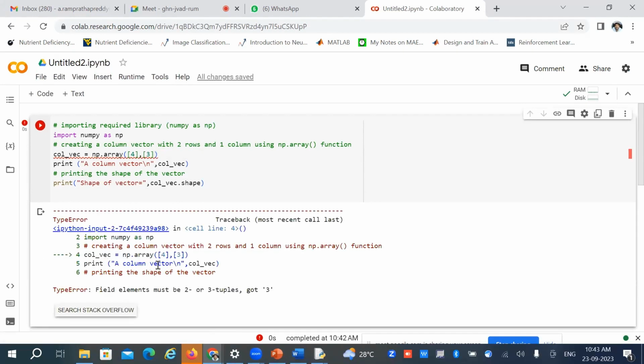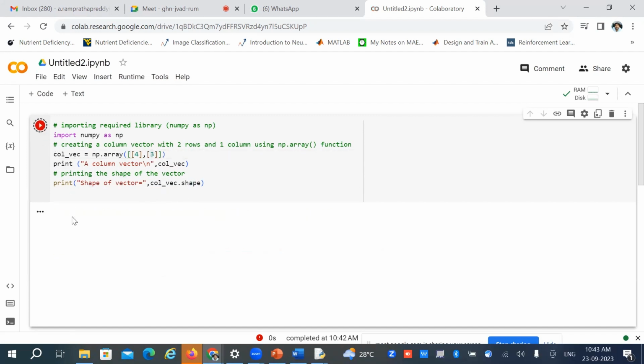So this gives an error because it is not a proper declaration. It indicates that 2 rows with 1 column is not possible. So you have to represent it like this. Sir, 2 rows, 1 column is also possible, sir. Yes, I will show you later. So this is the way you need to represent it.